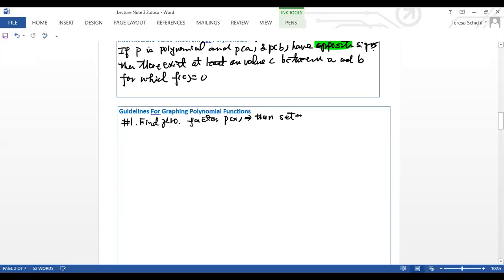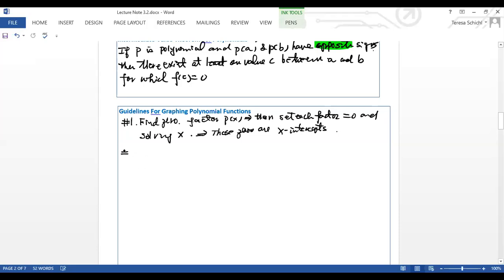Then set each factor equal to 0 and solve for x, right? Those zeros are also what we call the x-intercepts. That's where the graph is going to pass through the x-axis.